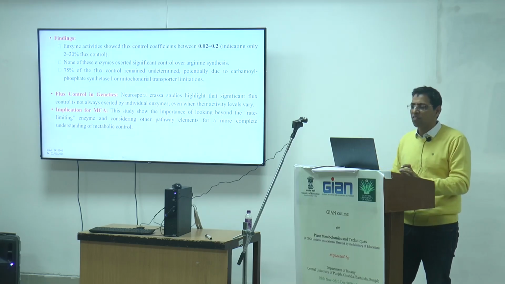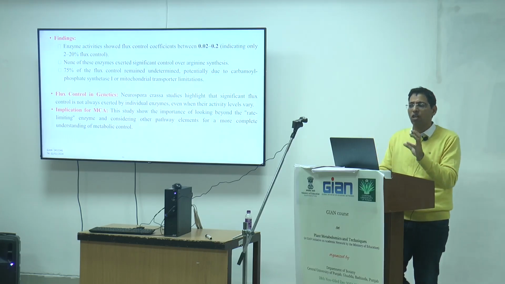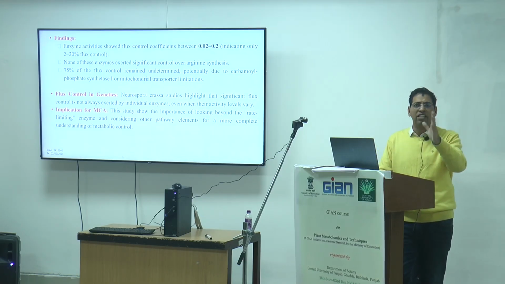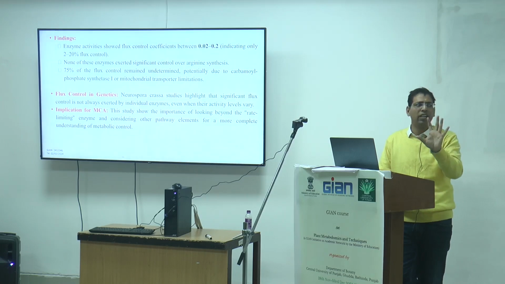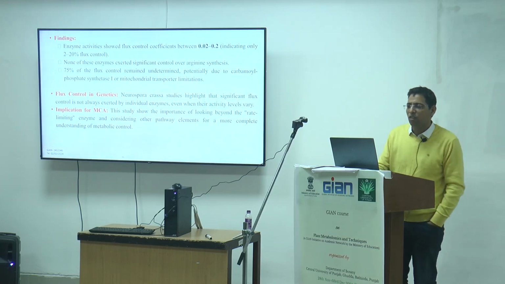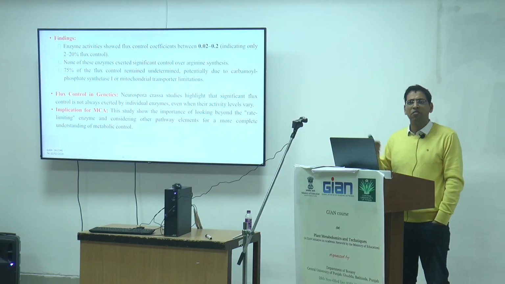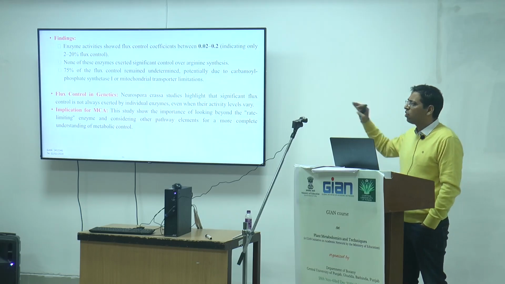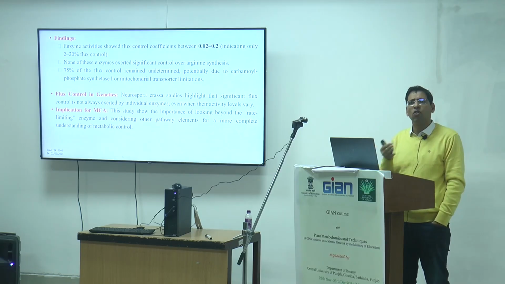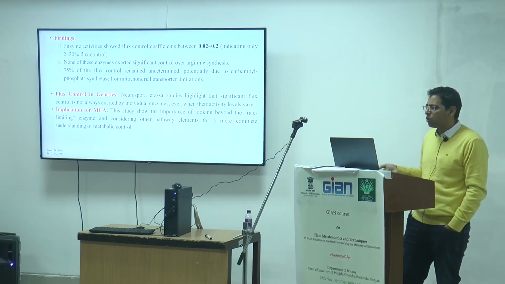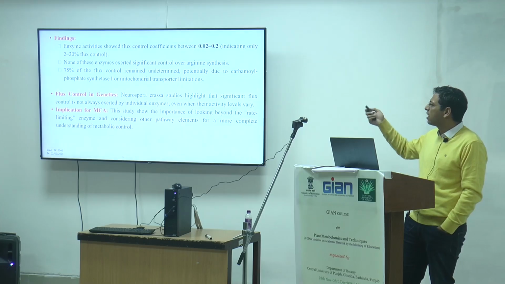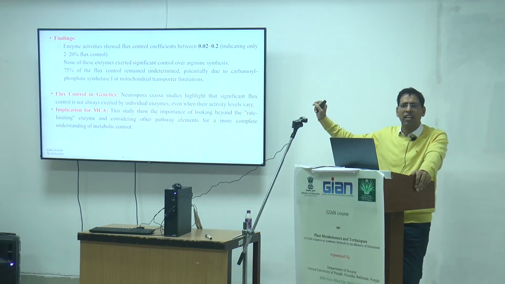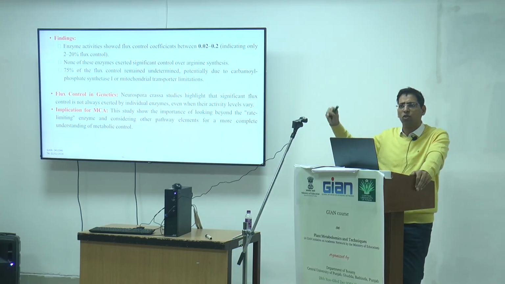The finding of this work was that the enzyme flux control coefficient was between 0.02 and 0.2, indicating that control over the total flux is only between 2 and 20%. It was not more than that. One key enzyme was identified as having control over the arginine biosynthetic pathway. 70% of the total flux control was undetermined, because we only get 2 to 20% at maximum, potentially due to other synthetases, enzymes, transporter inhibitors and phosphate synthetase, because we are not covering those here. We made the mutants only with respect to those particular assignments.